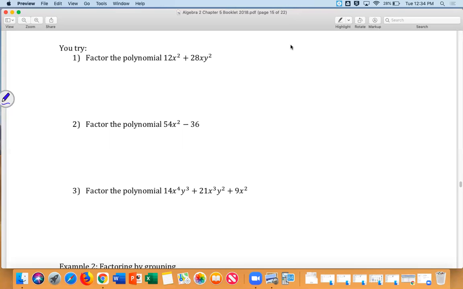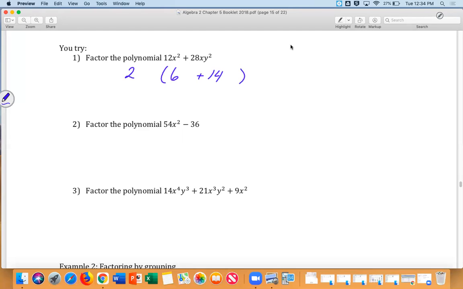I'll let you guys work again. Okay. First thing I'm going to break it down to is the numbers, 12 and 28. A lot of you guys saw 2 first, so I'll start out with 2. So I'm thinking 12 divided by 2 is 6. 28 divided by 2 is 14.